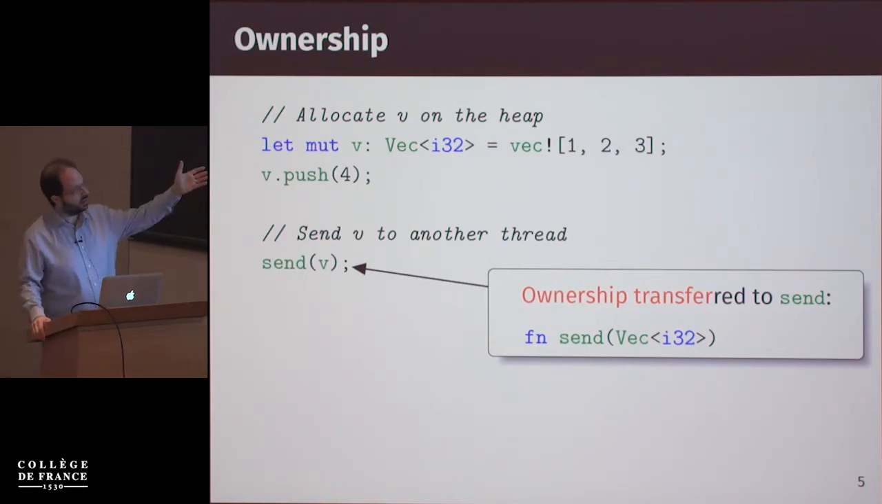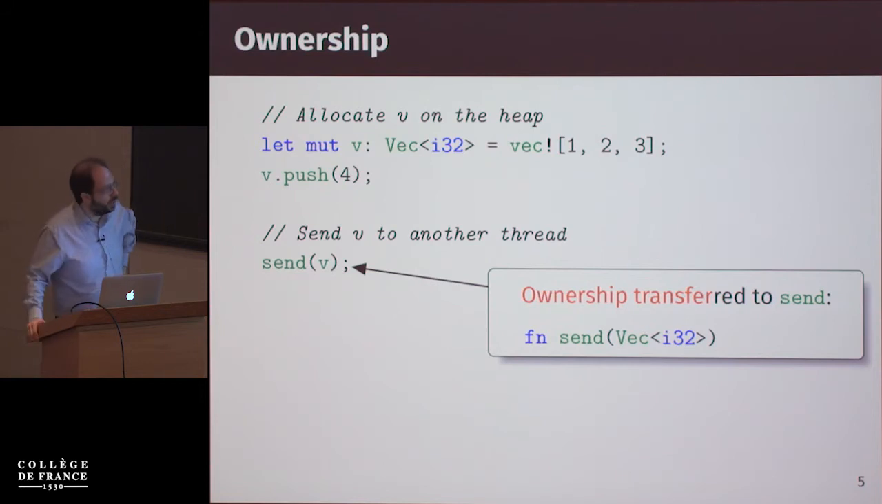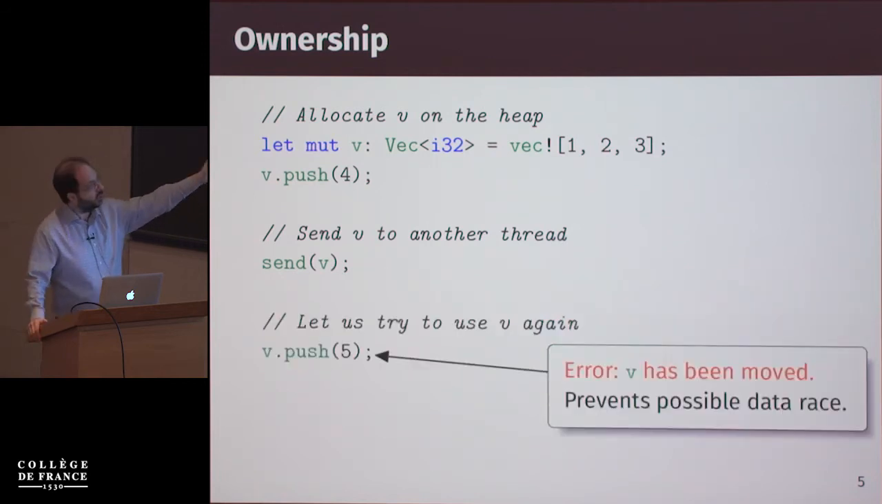And once we've done that, you see that's the type of send over there. It takes a vector as an argument, and once you've done that, you've transferred ownership of this vector away to the other thread. Okay? So consequently, if you try to use v again by pushing to it, you'll get a type error which says that v has been moved.